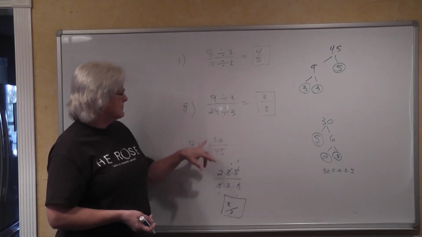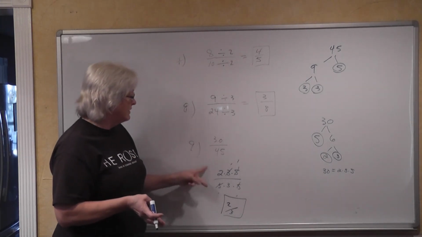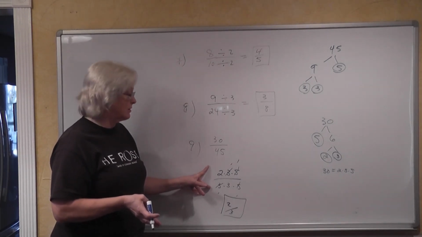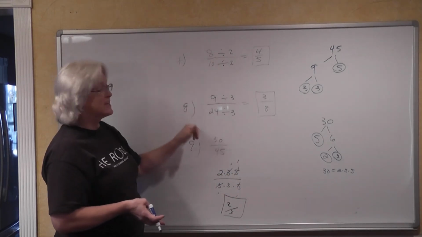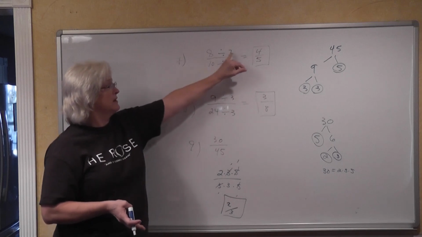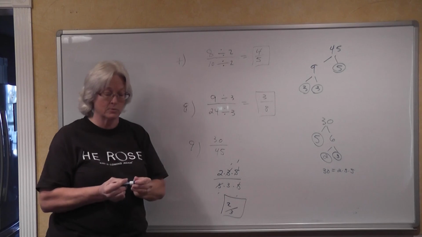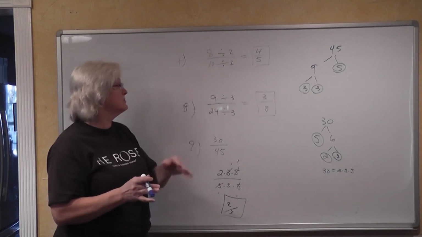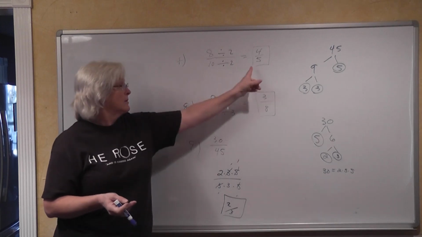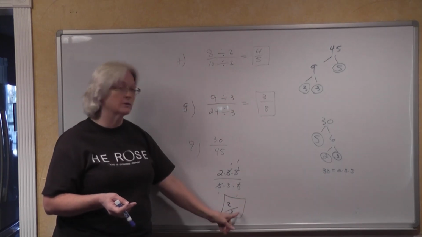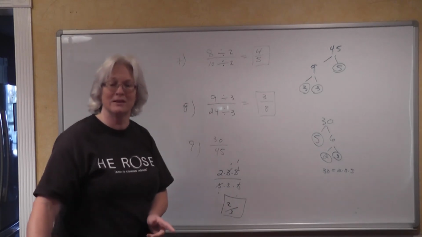So here, for problem number 9, we have taken 30 over 45 and reduced that to lowest terms by first prime factoring. For problems 7 and 8, we simply divided the numerator and the denominator by their greatest common factor. So whichever methodology you need to use, or you prefer to use, will be just fine. We're looking for always a fraction reduced to lowest terms. So if you have any difficulties, send me a text.